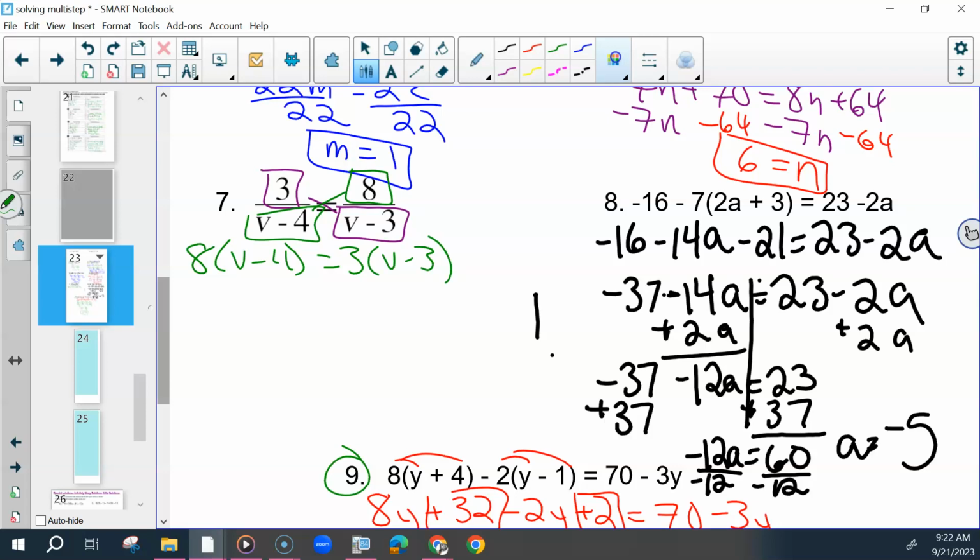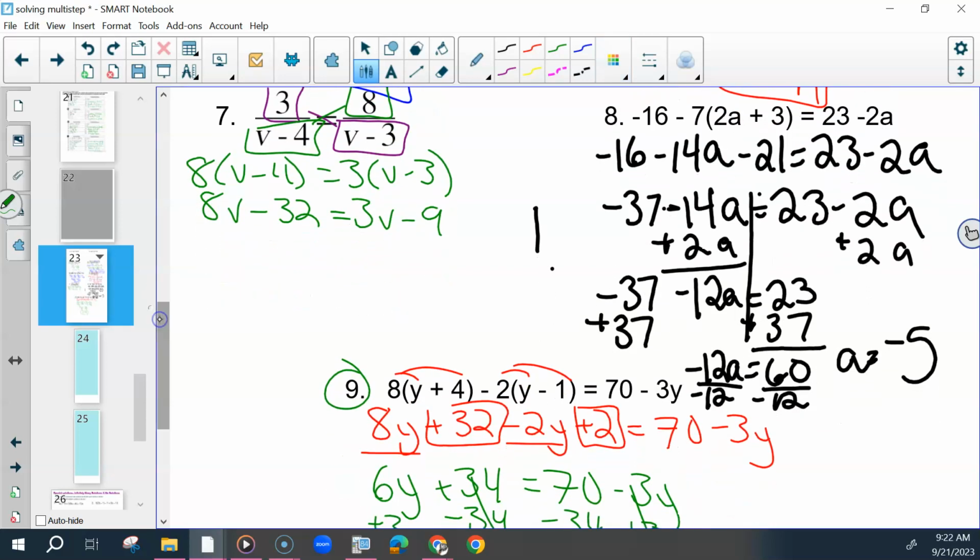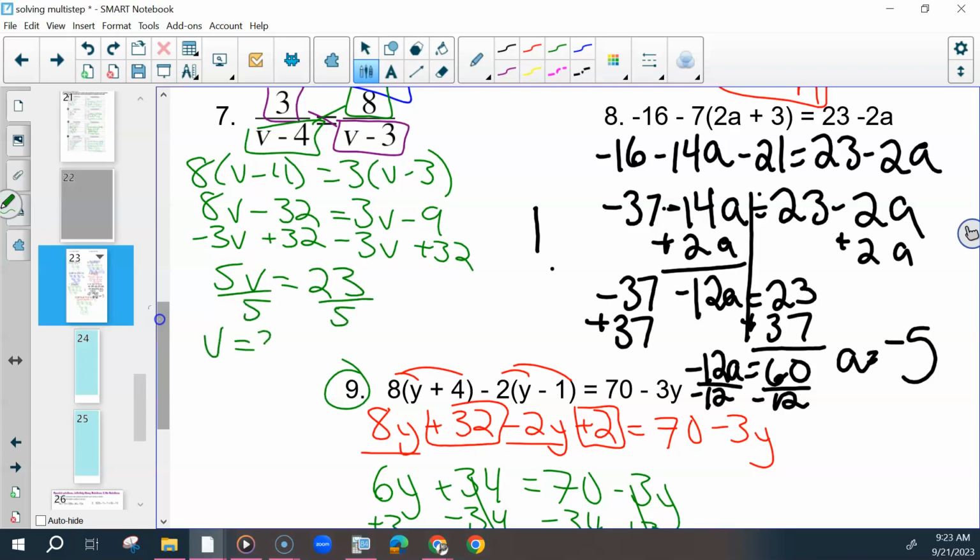Distribute. And then pick what you want to move. So let's say I got rid of 3b and added 32. That's fine. Everyone thinks the answer is wrong, but it's right.